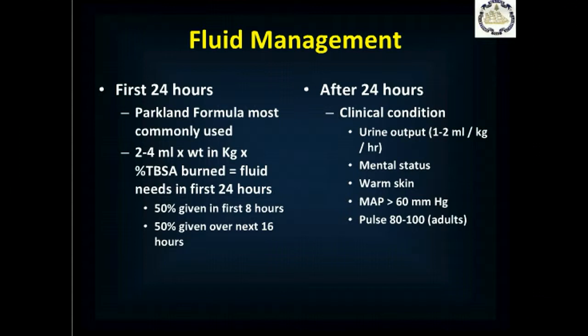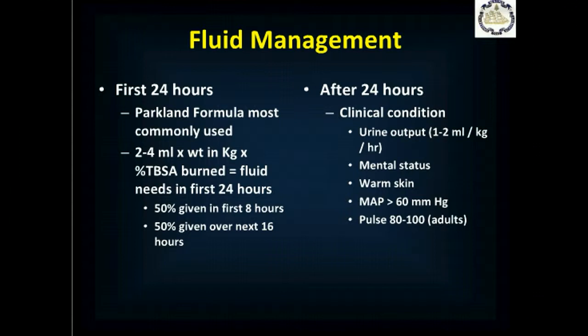You give the first half of that over 8 hours, and then you give the second half of that over the remaining 16 hours. At the end of the first 24 hours, you look and you see how the patient responded to the resuscitation, and you look at their clinical condition. If their circulation is good, they've got plenty of fluid in their vascular space, then the kidneys are seeing plenty of circulation and they're going to make good urine, 1 to 2 mLs per kilogram per hour.